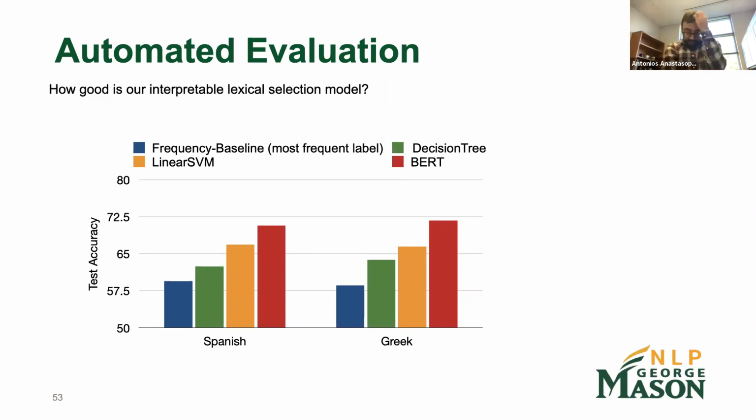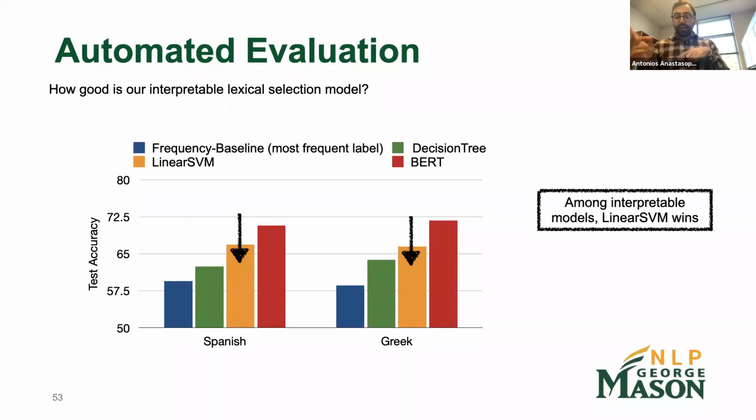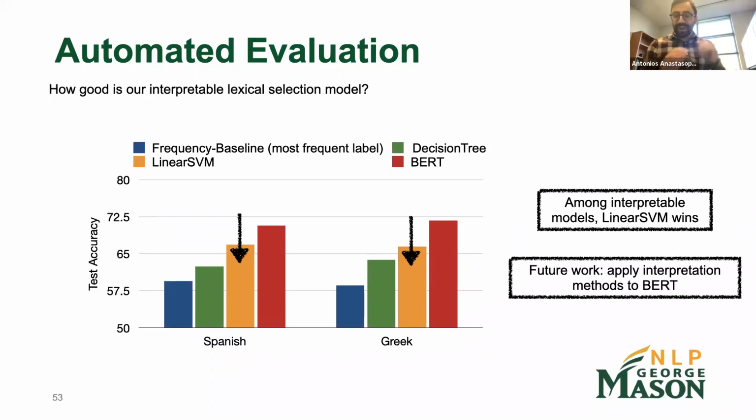Then there's another interpretable model, like a decision tree, that is better, but the linear SVM is much better. And then you have a BERT-based model, which performs better at selecting the output translation, but BERT is not interpretable. Okay, so among interpretable models, linear SVM is really nice and wins. But at the same time, it's worse than BERT, but we cannot show BERT weights to a human and expect that they learn something. Okay, so maybe in the future, at some point, we can apply interpretation methods to BERT.